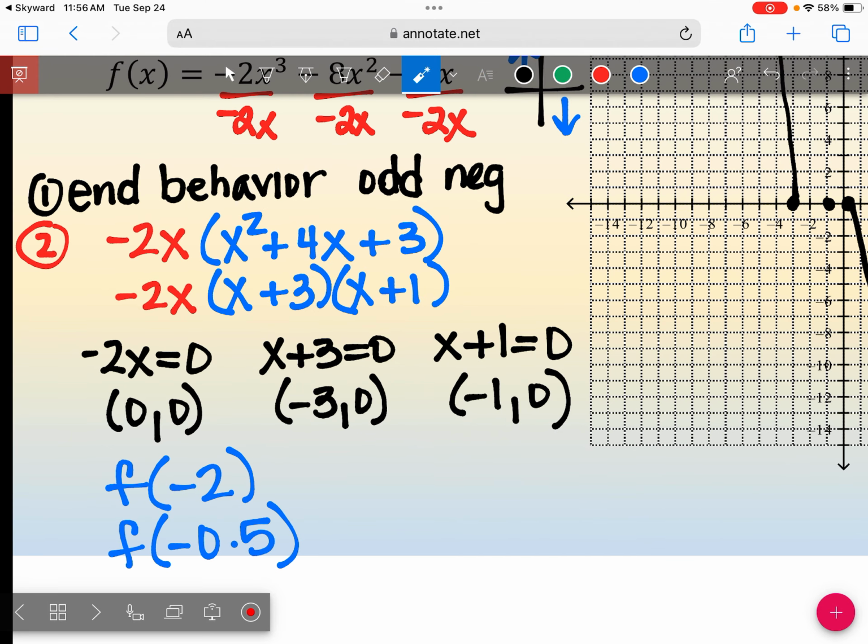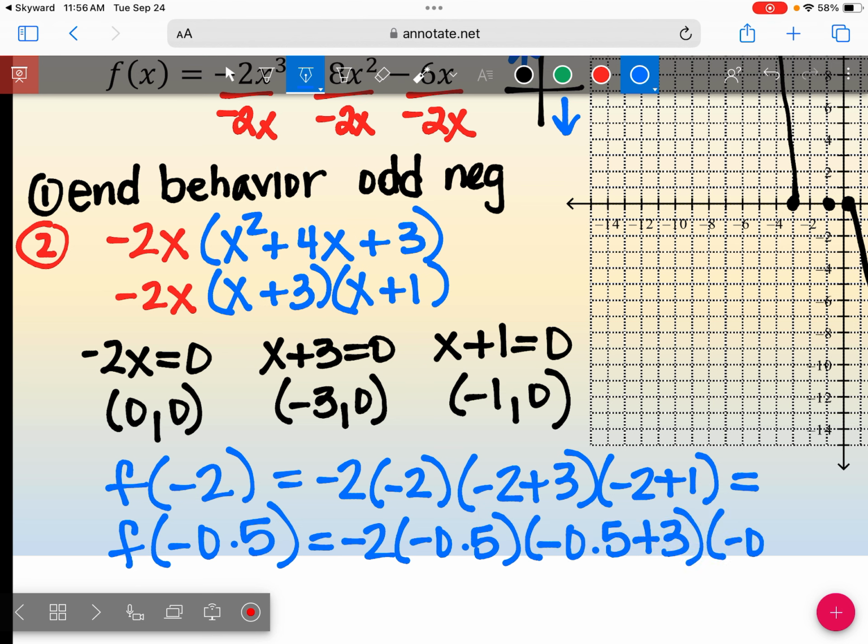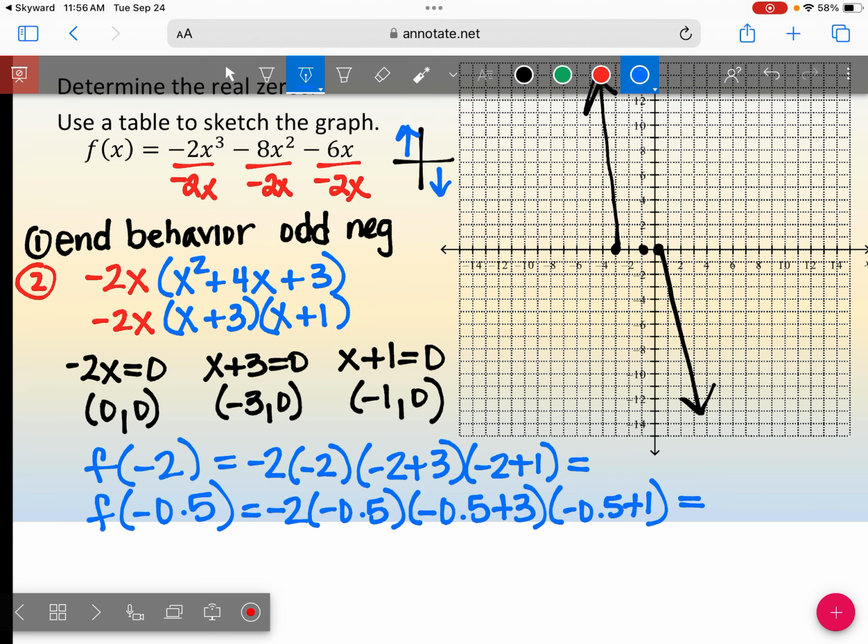And I'm going to use this format here because I think this one is the easiest to do personally. So that equals negative 2 times negative 2. And then I have negative 2 plus 3 and negative 2 plus 1. Go ahead, see what you get. And for your second one, negative 2, negative 0.5, negative 0.5 plus 3, negative 0.5 plus 1. All right, go ahead and type both of those in and get your 2. And you're done.